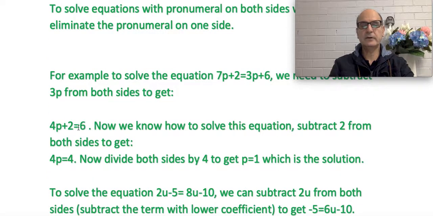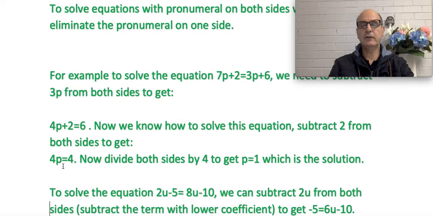We already discussed that. You subtract 2 from both sides. On this side, you end up with 4 because 6 minus 2 is 4. And 4p plus 2, if you take away 2, that 2 goes away. You end up with 4p.